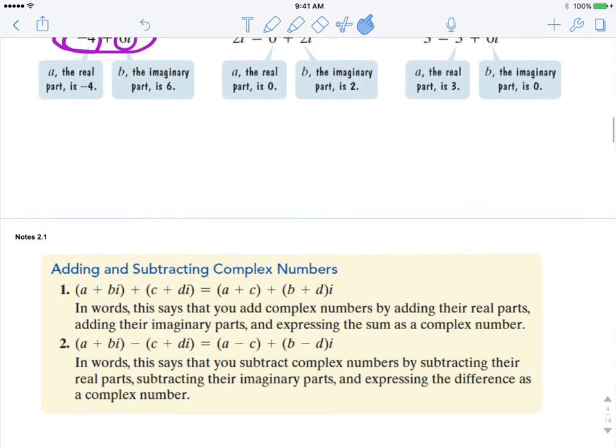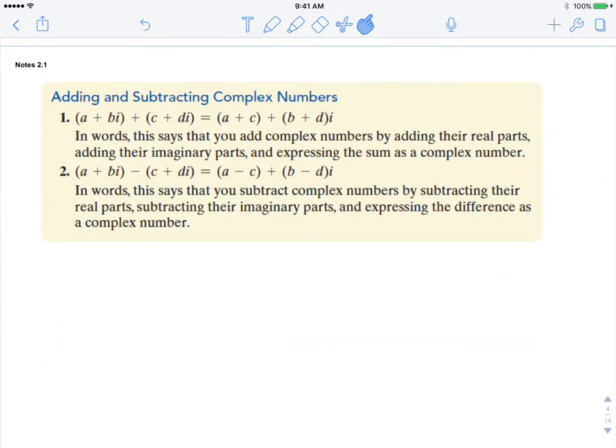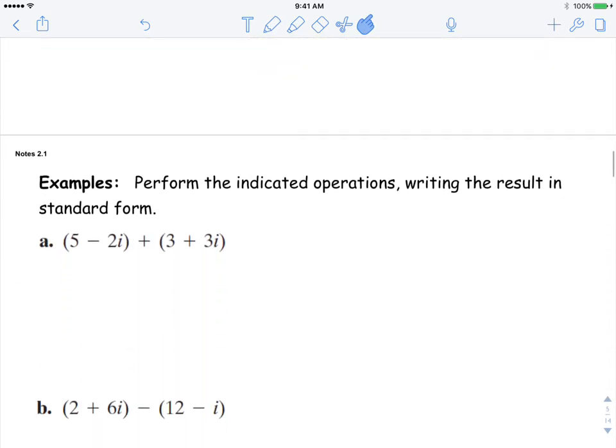All right. When we add and subtract complex numbers, you want to add the real parts together and the imaginary parts together. If you're subtracting, you have to be very careful. You have to distribute the negative through and then combine real parts and imaginary parts. So here we go.